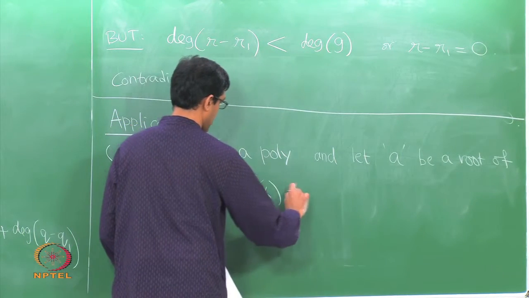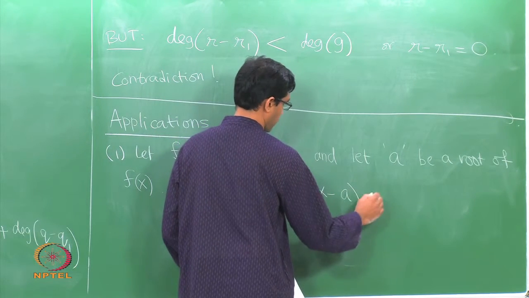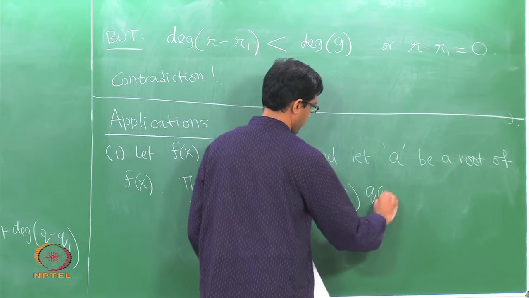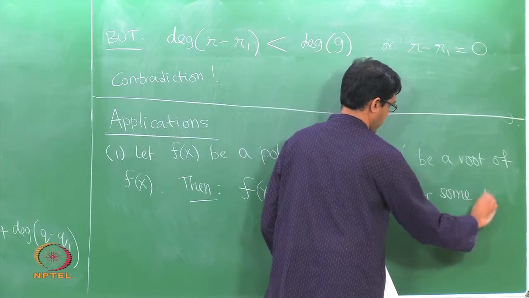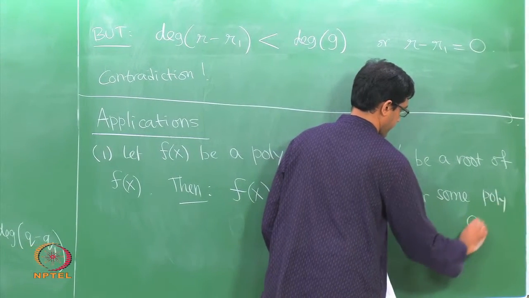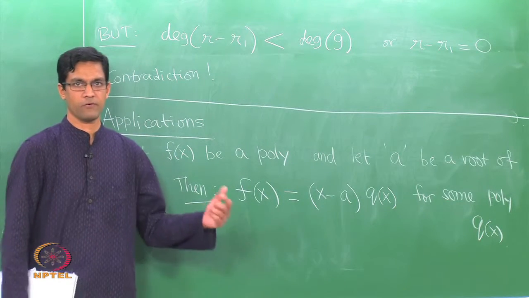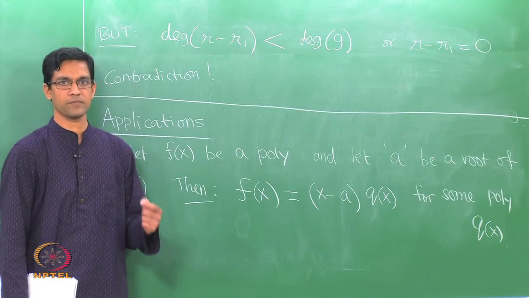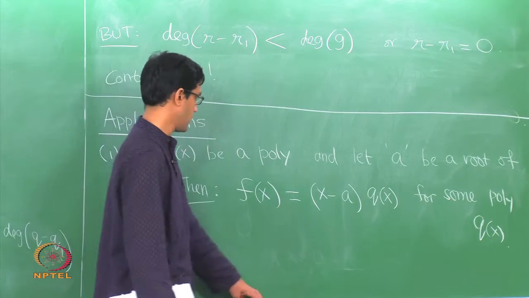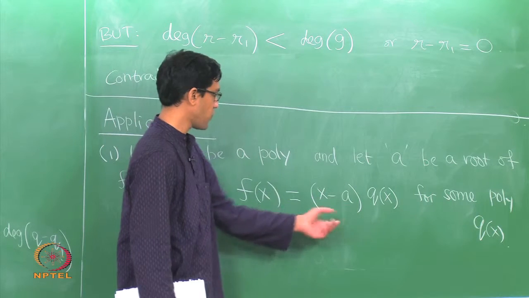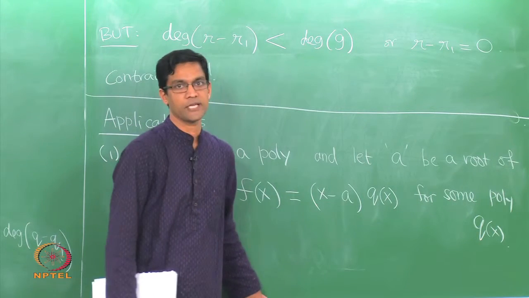f of x can actually be written as x minus a times some other polynomial q of x, for some polynomial q. In other words, if f of a is 0, then f can always be written as x minus a times something, it is a multiple of x minus a. So observe, if f has this form, of course if you substitute x equal to a, you will surely get a 0 because there is a term x minus a in front.